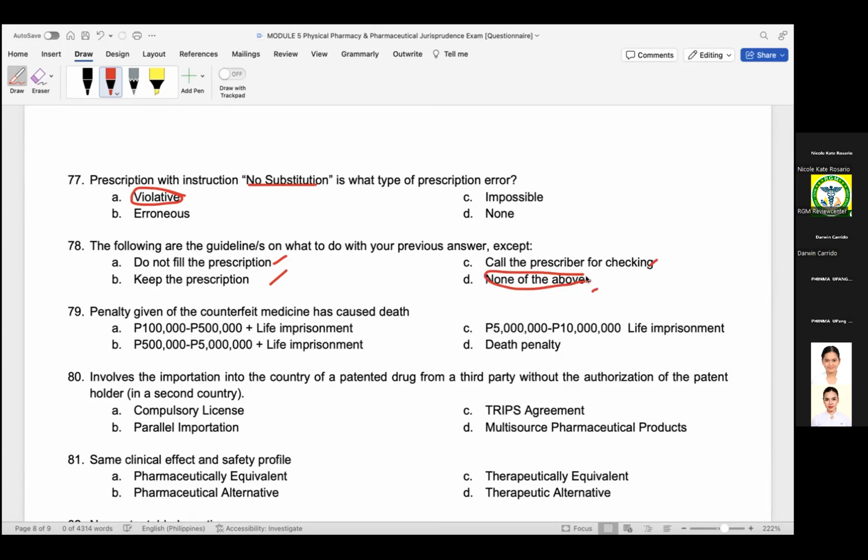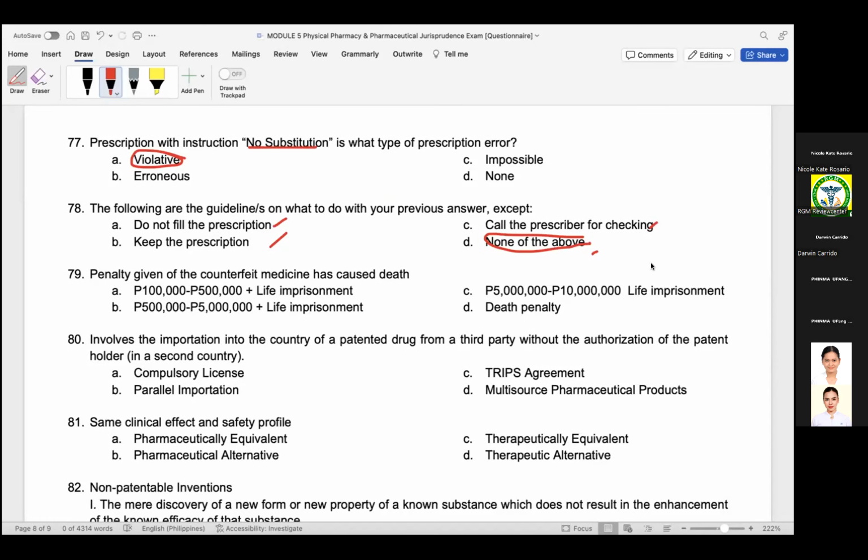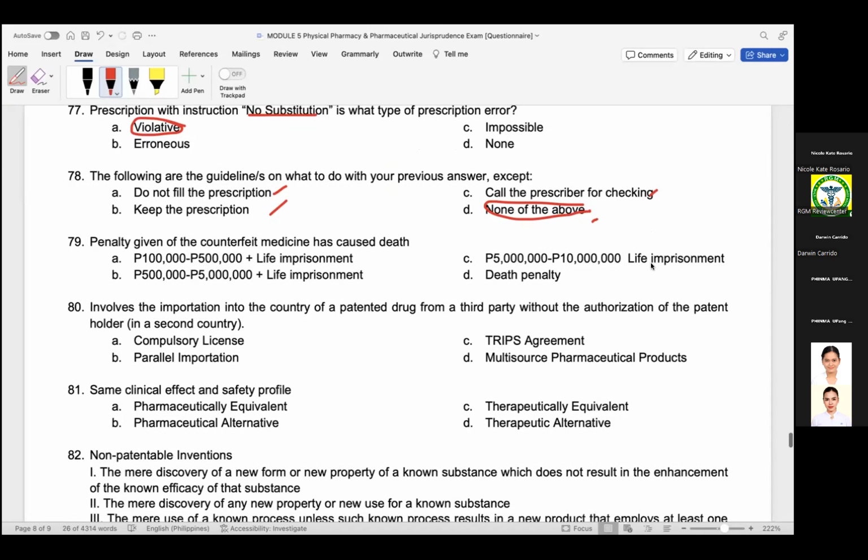Siyempre naman, kahit legally, wala sa batas na i-call mo yung prescriber. In practice, you have to verify from the prescriber kung ano man yung gamot na nireseta niya. Kahit basang-basa mo siya. Okay?